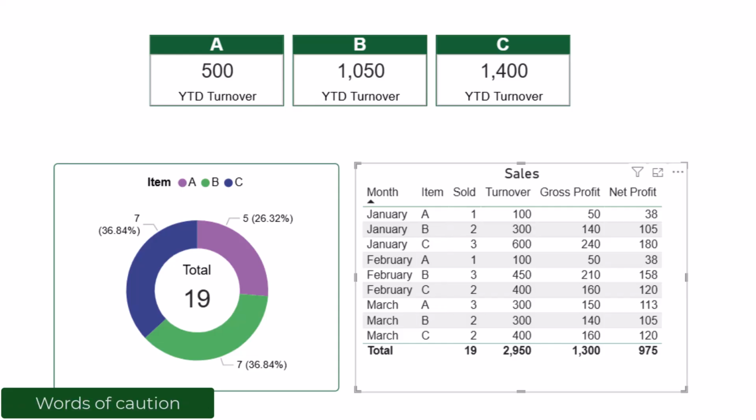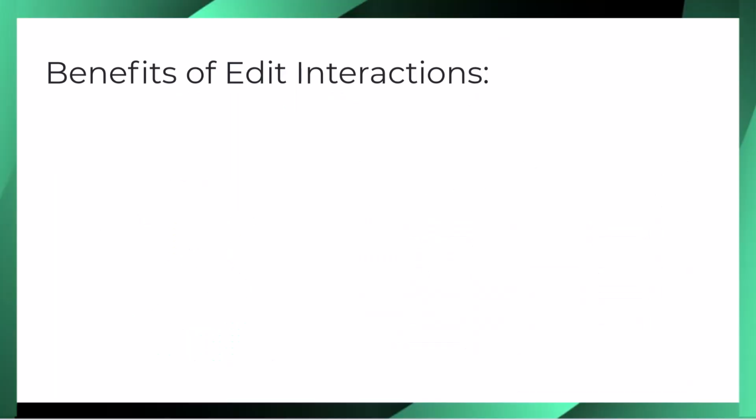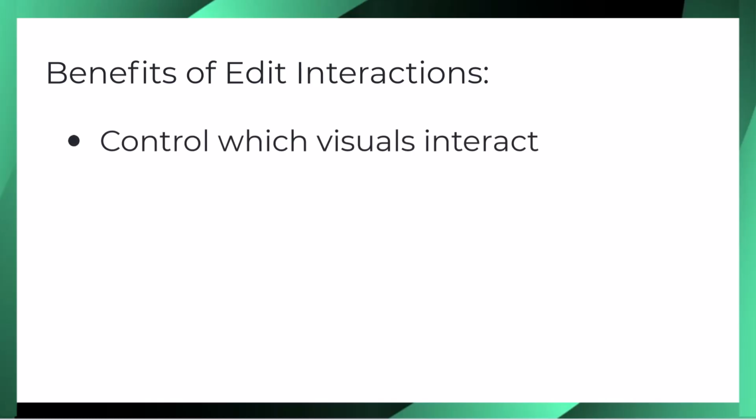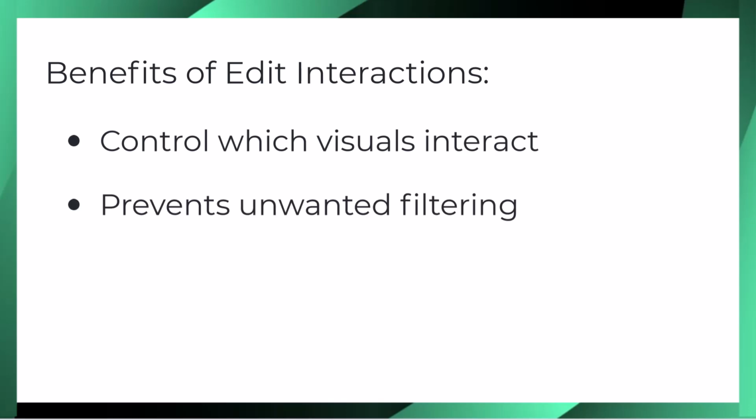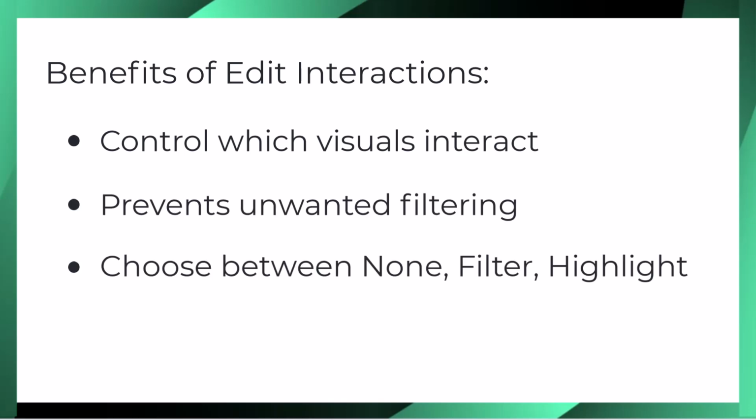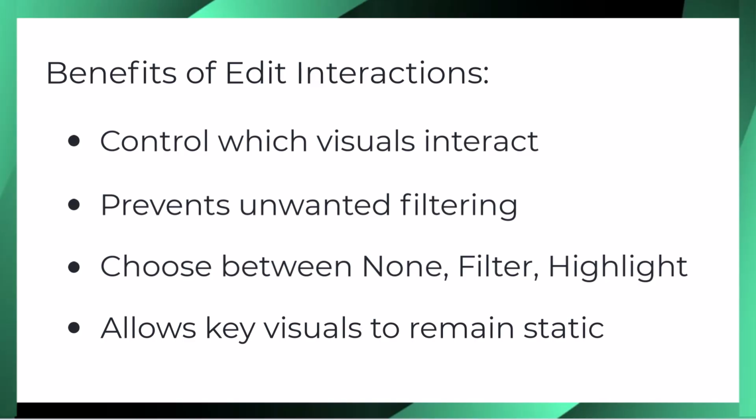A note of caution. In reports, be selective about which interactions are turned off, as turning off too many interactions can make the reports less dynamic and harder to explore. In summary, using Edit Interactions in Power BI is a quick and easy tool to use to control which visuals interact with each other. You can stop unwanted filtering, choose between filter or highlight, and keep key visuals like cards showing totals no matter what selection is made.